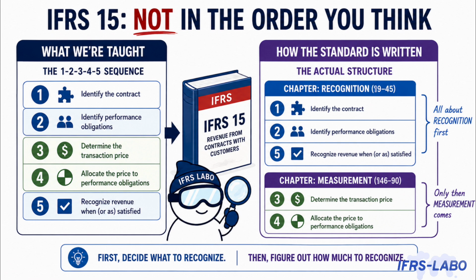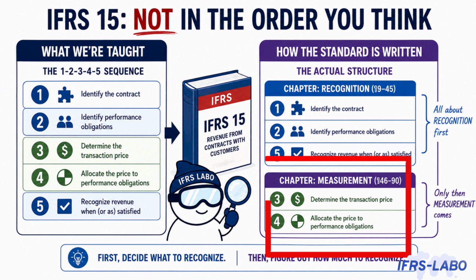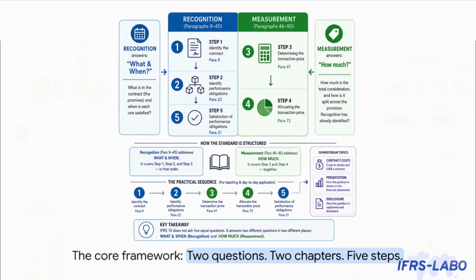It's only after all of that is totally settled that it moves to measurement in paragraphs 46 through 90, where steps 3 and 4 are grouped together. And this brilliantly illustrates exactly why the standard is built this way. IFRS 15 is really just answering two completely separate questions in two separate places.